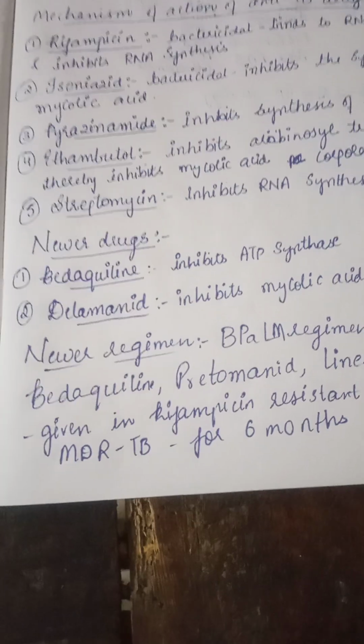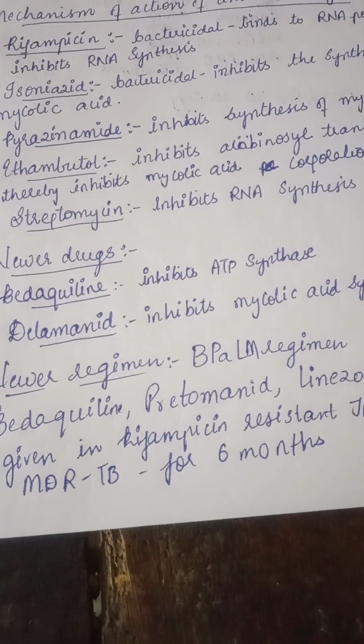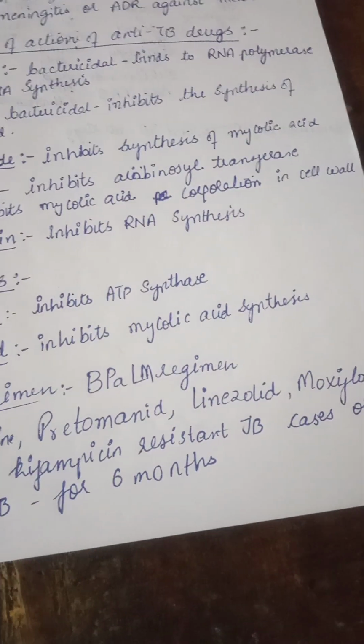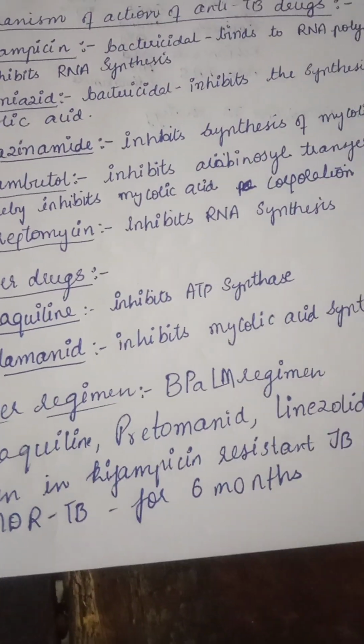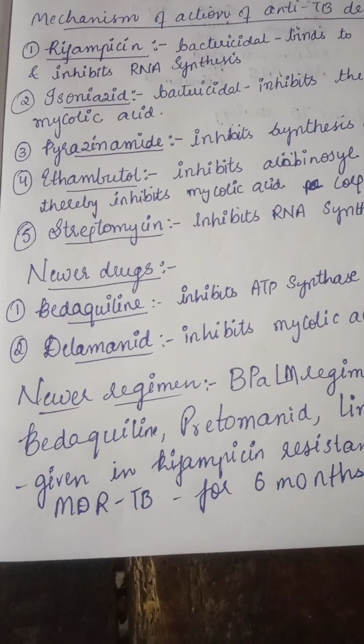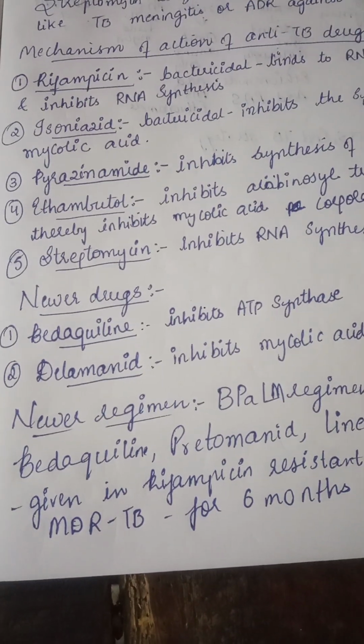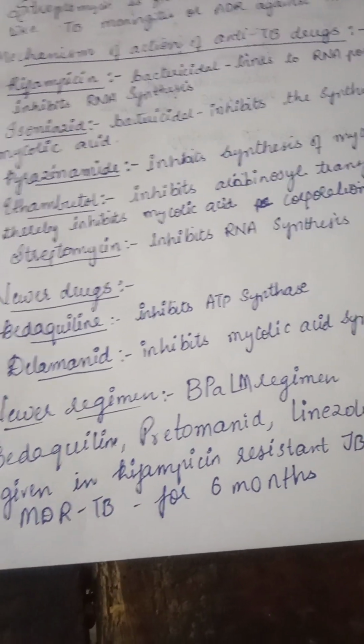Right. Now, when is this BPaLM regimen given? It is given in cases of rifampicin resistant TB and multi-drug resistant TB, and it is given for 6 months. So this is very important. Could be a potential NEET PG 2025 MCQ, BPaLM regimen.